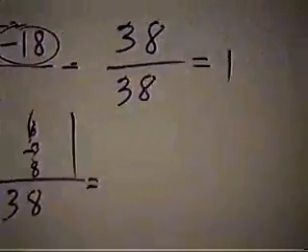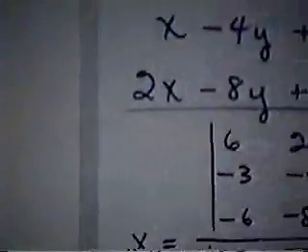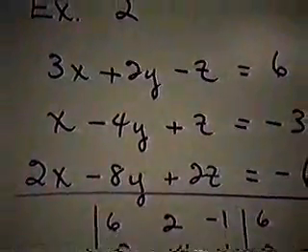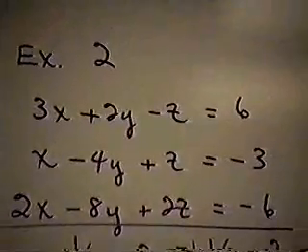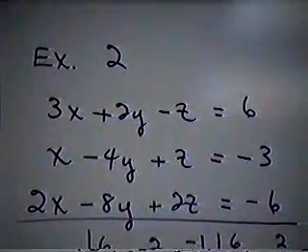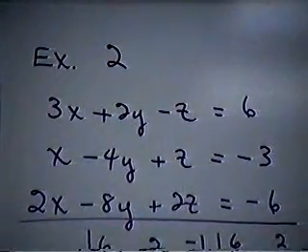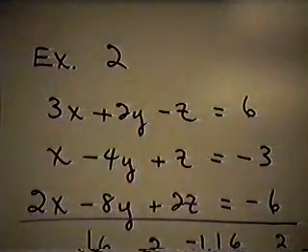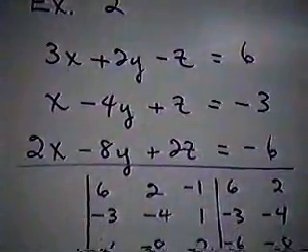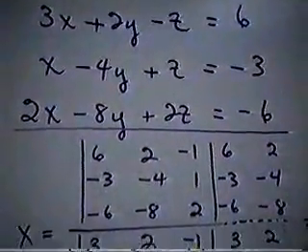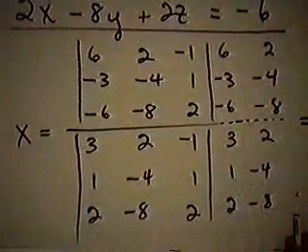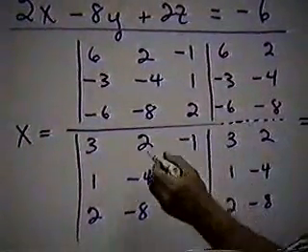Okay, let's look at example 2 now and discuss what happens when we get these special cases, this no solution or many solutions. So looking at example 2, we're going to solve for x. Solving for x again, the denominator are the coefficients of the x's, coefficients of the y's, coefficients of the z's. And then we write down the first 2 columns, and let's just see what this is now.